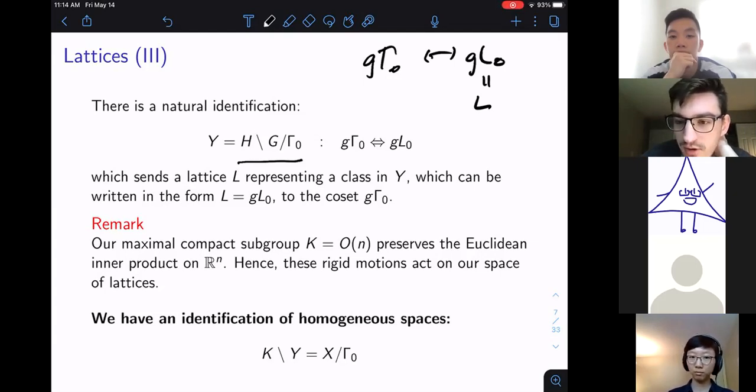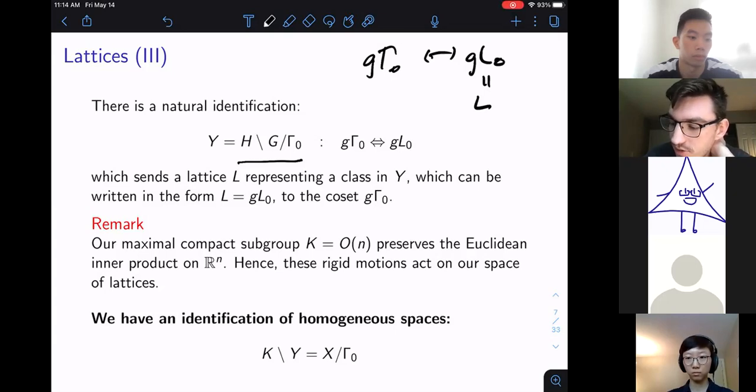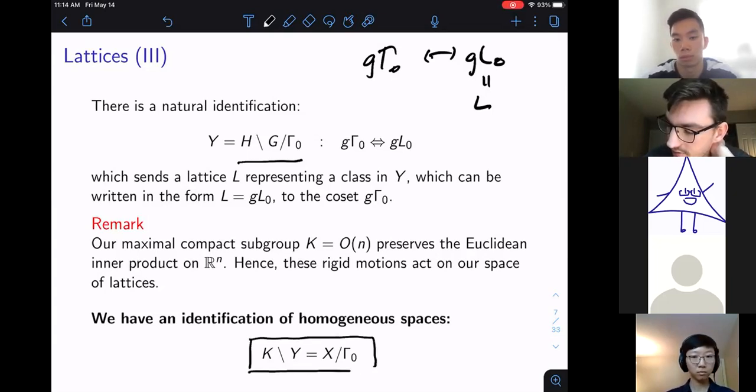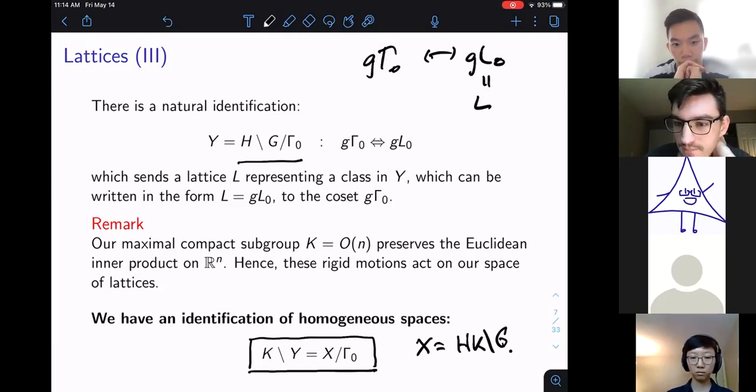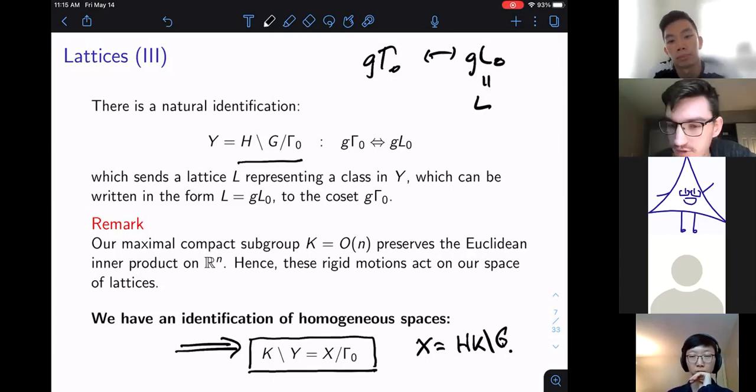So we can actually begin to build our quotient space, our Riemannian symmetric space, as a space of lattices. Okay, but we now need to understand how the maximal compact subgroup acts. And the maximal compact subgroup preserves the Euclidean inner product on Rn. So these are rigid motions that act on our lattices. Okay, and so this together gives us this identification, where you recall that X is G mod K, or K mod G. Okay, so this is the key starting point where you understand the quotient of your symmetric space mod Γ as the quotient of a space of lattices by the maximal compact subgroup. Okay, and I'll do one more thing which sort of reinterprets this.